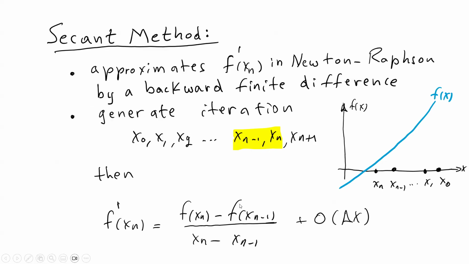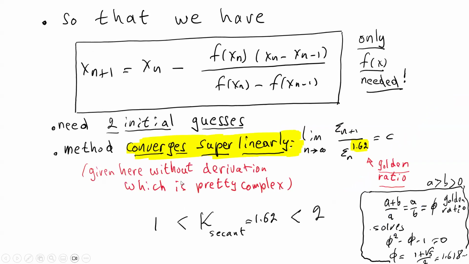This allows us to use a derivative-free formula to update the next iterate, making the method practical when finding the derivative of the function is difficult or the function is implicit. So by substituting the backward finite difference into the Newton-Raphson method, we get the secant method, or secant iteration formula.